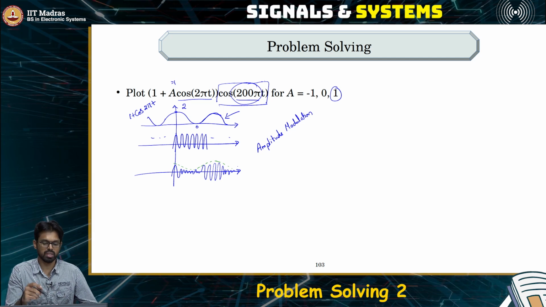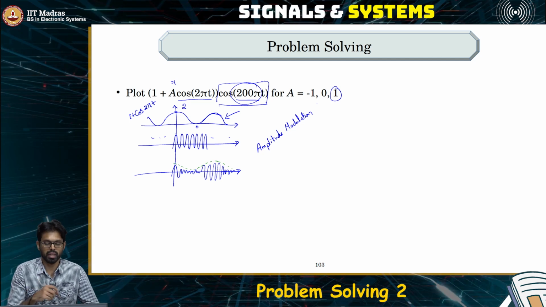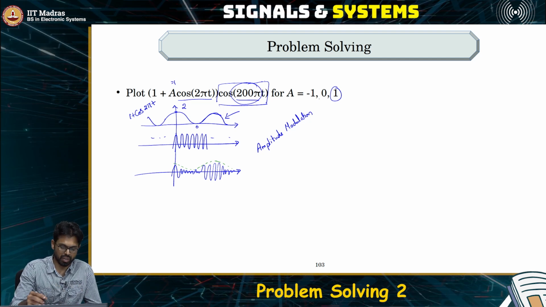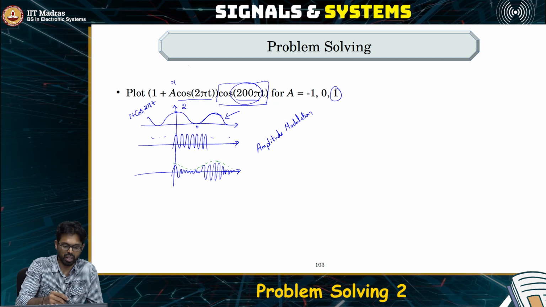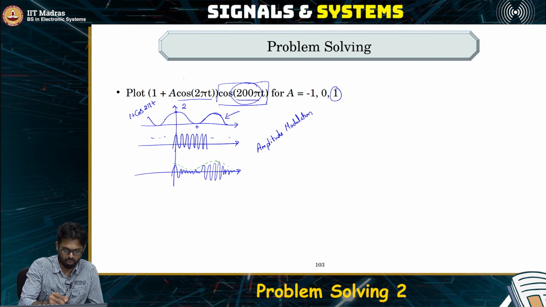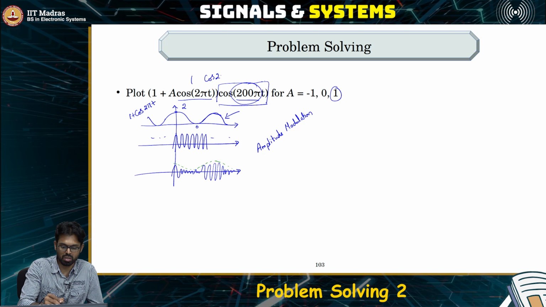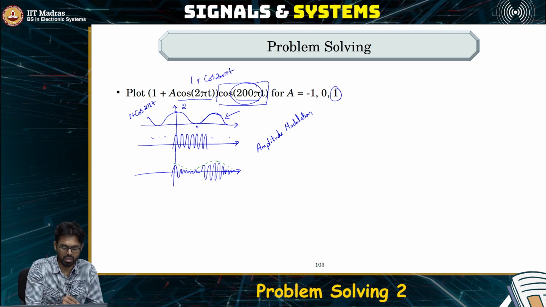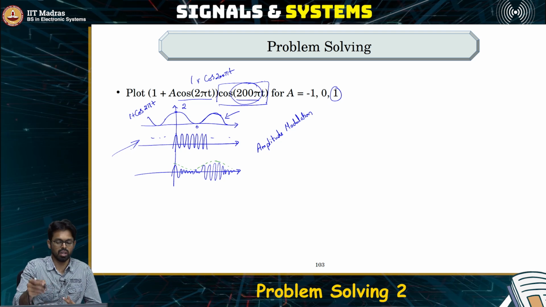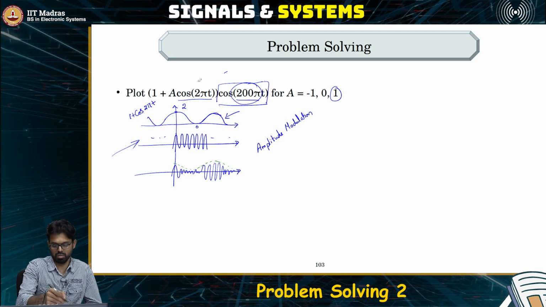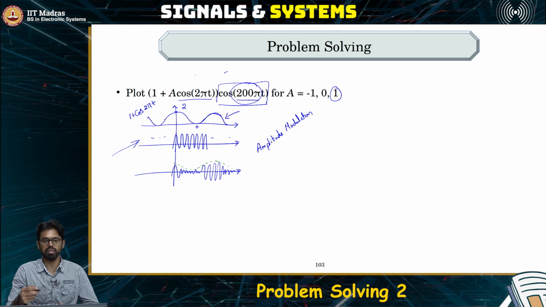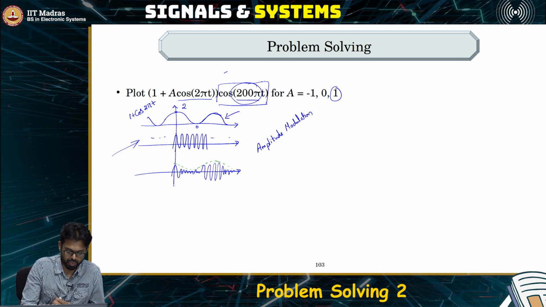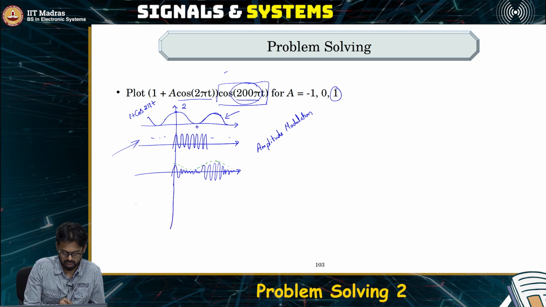So what happens if A is minus 1? Okay, what happens if A is 0? That is easier. So if A is 0, then all we have here is 1 cos 200 pi t, which is basically nothing but this high frequency signal directly. So A is 0 is straightforward, you are not changing the amplitude of the high frequency signal with anything. What happens if A is minus 1? What do you think would be the case?